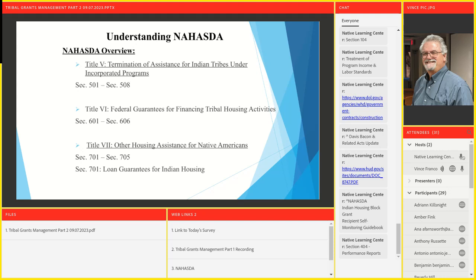Title 5 of the legislation gets into termination of assistance. I hope we never get there. If you want to learn how to terminate a program from an audit, a poor audit or some other issue, you can bone up on that in the 500s.